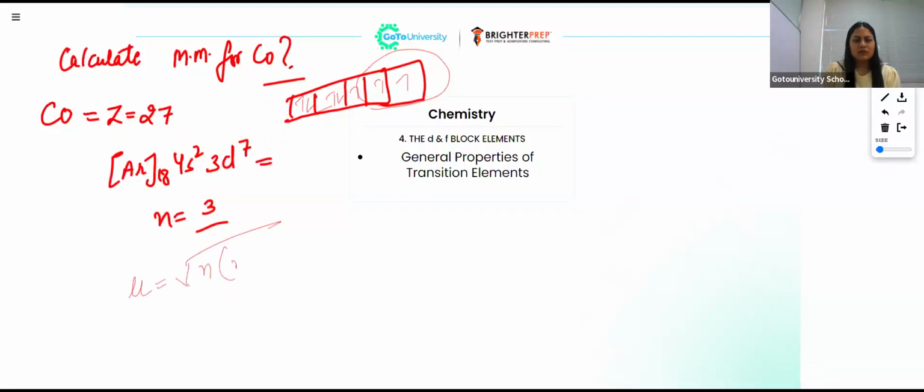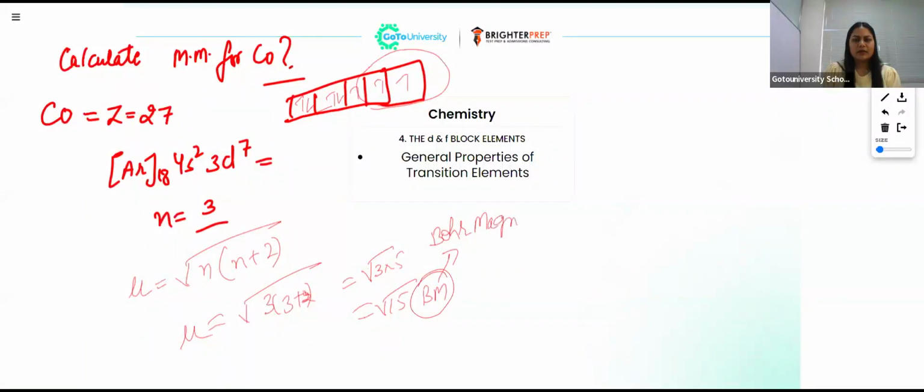that is mu is equal to under root n into n plus 2, we can easily find the magnetic moment. Okay, for 3, this will be 3 into 5, that is root 15 BM. BM is what? The unit for calculating magnetic moment, and it is termed as Bohr magneton. Understood? Now, if I ask you which kind of magnetic behavior does cobalt show?